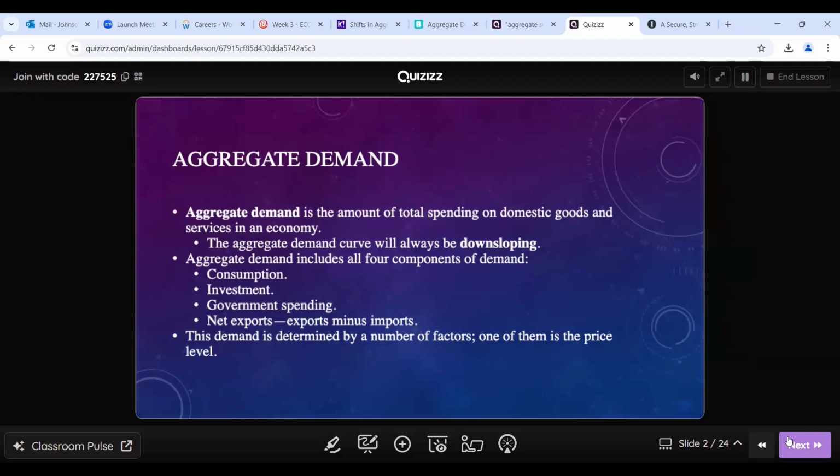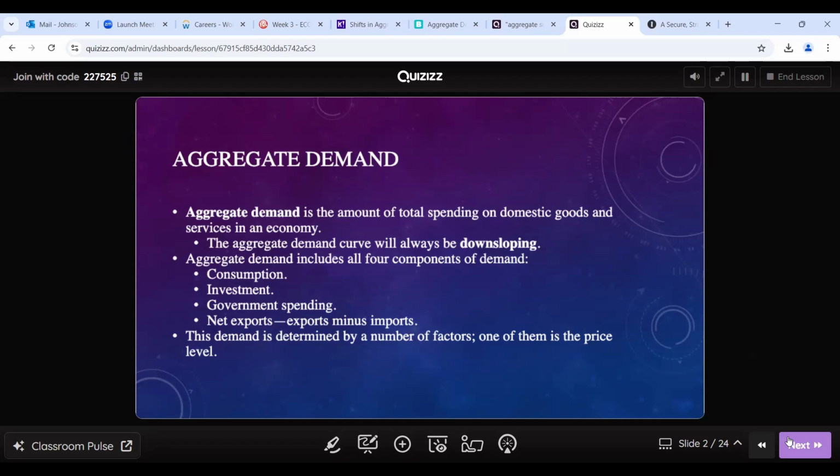So if there's an increase in consumption, aggregate demand will shift right. Increase in investment, aggregate demand will shift right. Increase in government spending, aggregate demand will shift right. Net exports increase, aggregate demand will shift right. So that will be an increase in aggregate demand. But if any of those decrease, aggregate demand will shift left, and that'll be a decrease in aggregate demand.